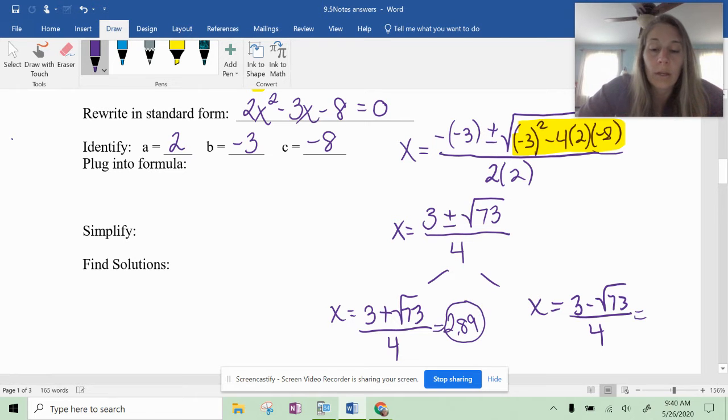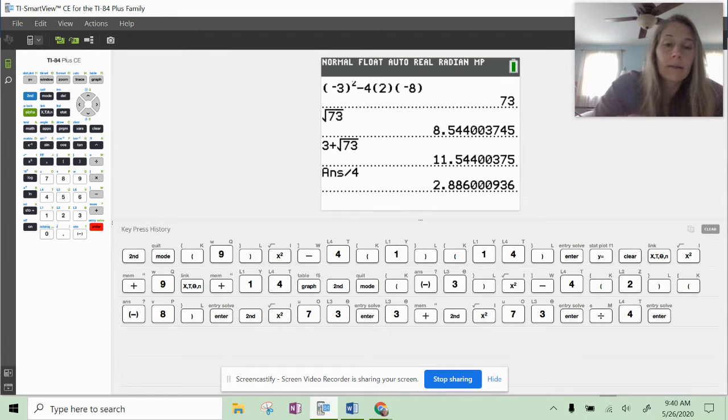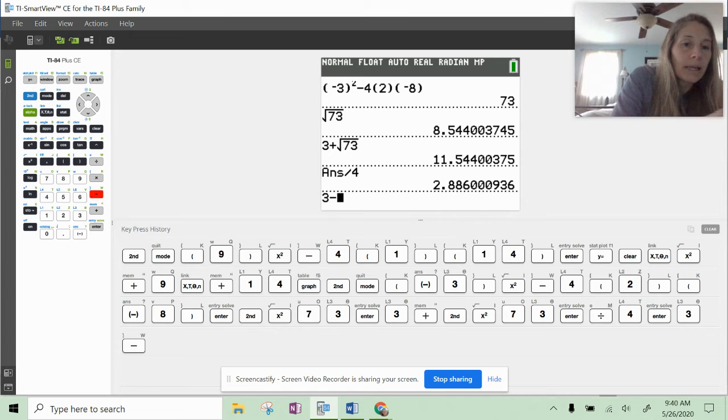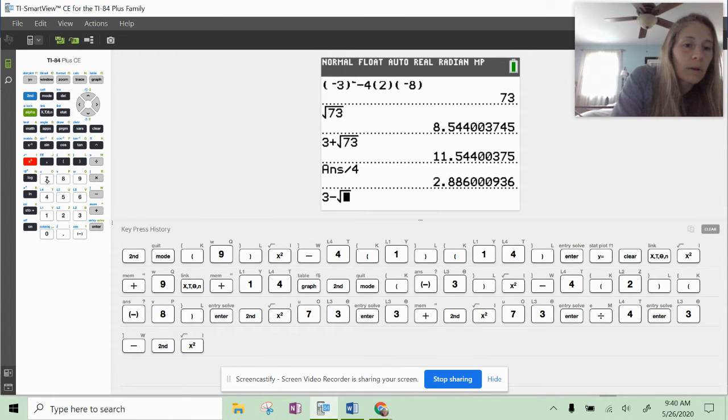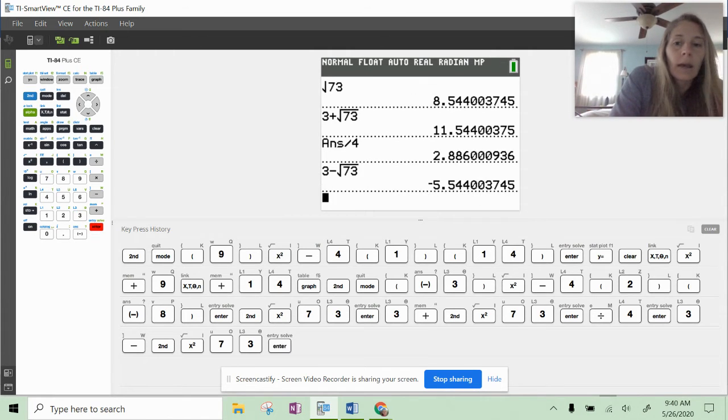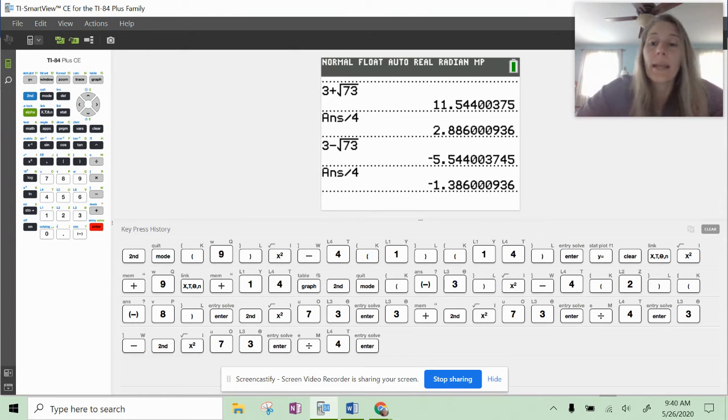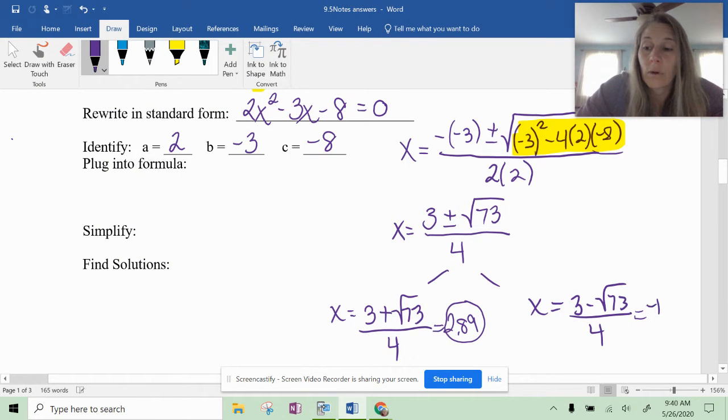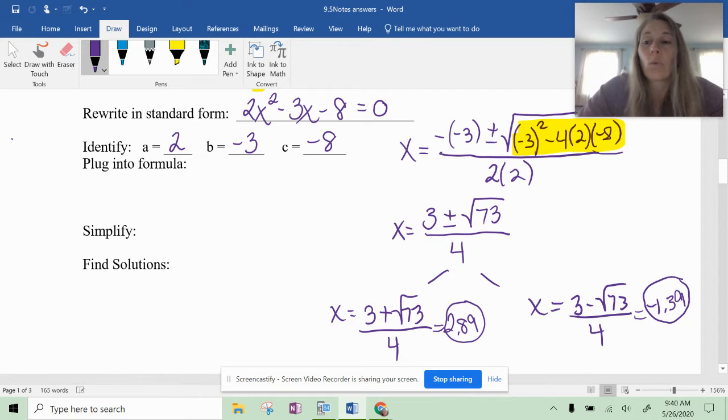That's one solution. Now we're going to do 3 minus the square root of 73. And we're going to divide that answer by 4. And we get negative 1.39. So now you have the answers in either form that you need.